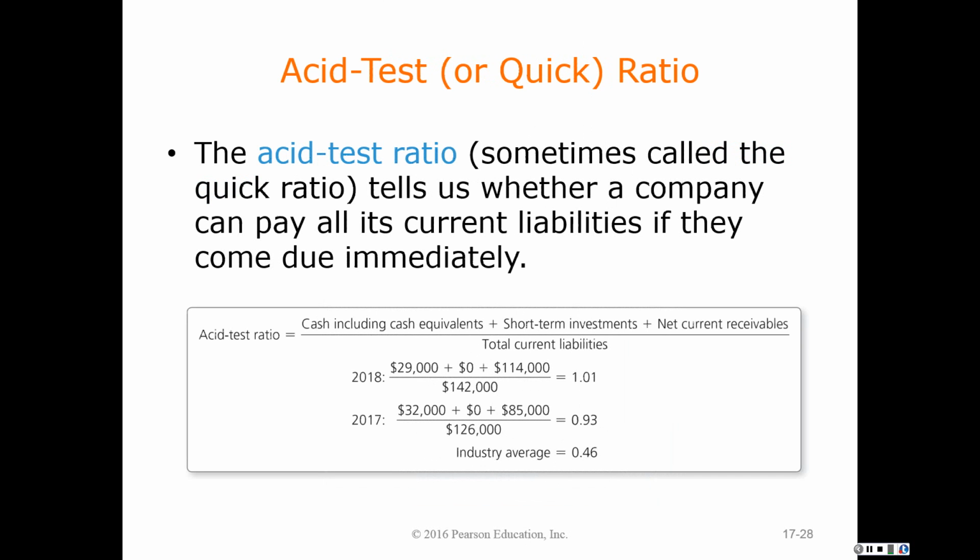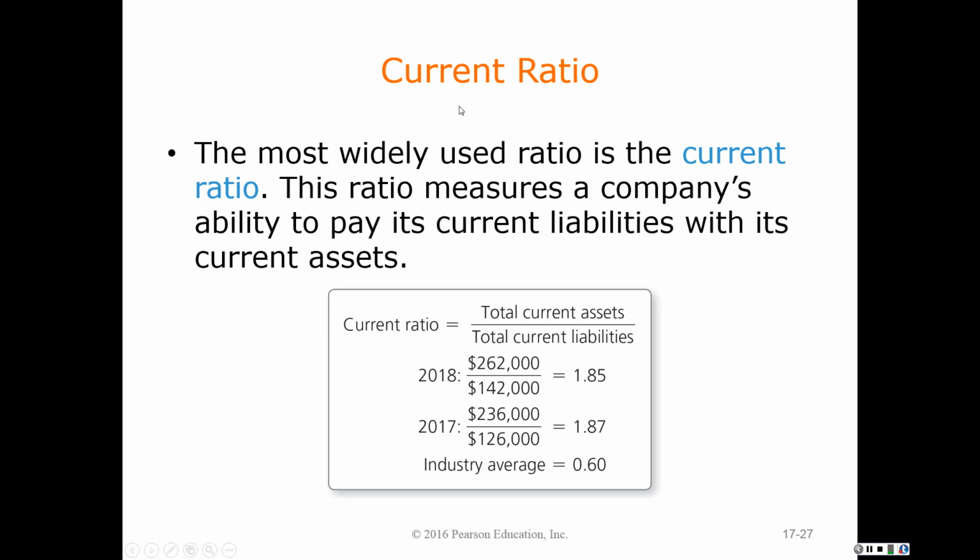Now, following the current ratio, we also have what's called the quick ratio, which simply backs out inventory. So the ratio here says cash and equivalent, short-term investments, current receivables. Notice the total current liabilities remains the same. The quick ratio simply removes inventory from the current ratio formula because inventory is not as liquid as cash, accounts receivable, cash equivalents, and short-term investments.